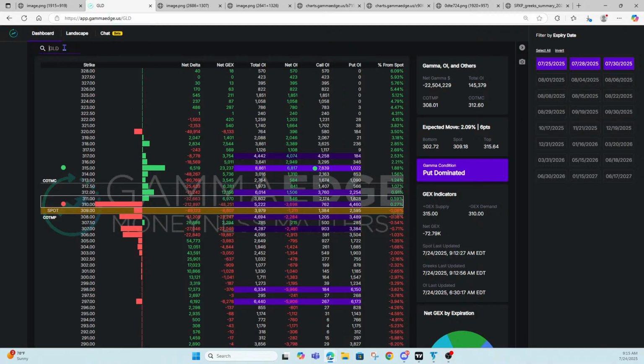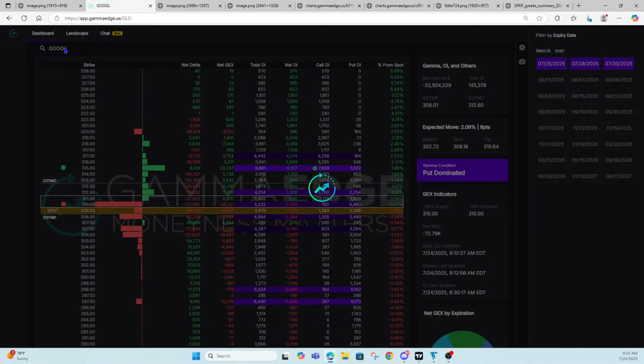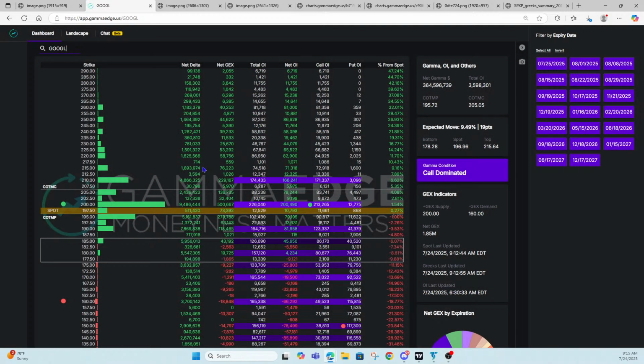I can look at Google here. So this will just be overnight updates. I think they had earnings yesterday. So this would be just the overnight net OI update, not necessarily anything that's happening pre-market. So call dominated above and below spot price. You see COI and PGX at 200.